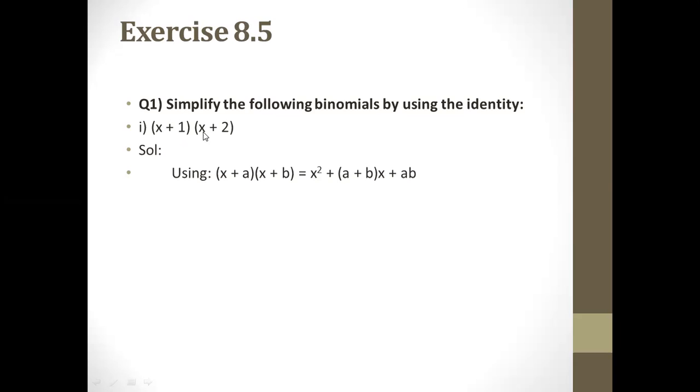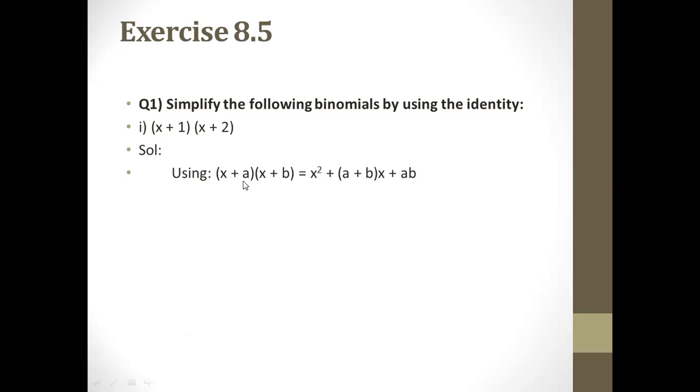If the first value of both brackets is the same, it's not compulsory that it will always be x. It may be some other number, maybe a and a. So the formula is the first value square, plus the sum of the second values of both brackets, that is 1 into a plus b into x, plus the multiplication of the second values. Very easy formula. You will memorize it and with the help of the formula you will solve.